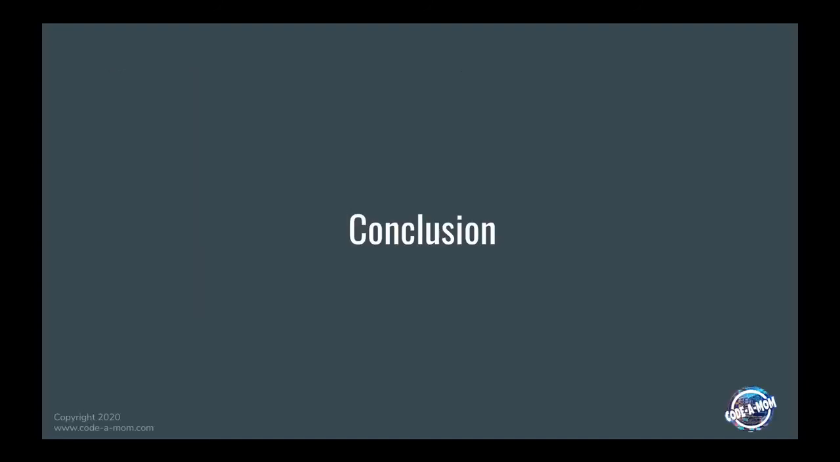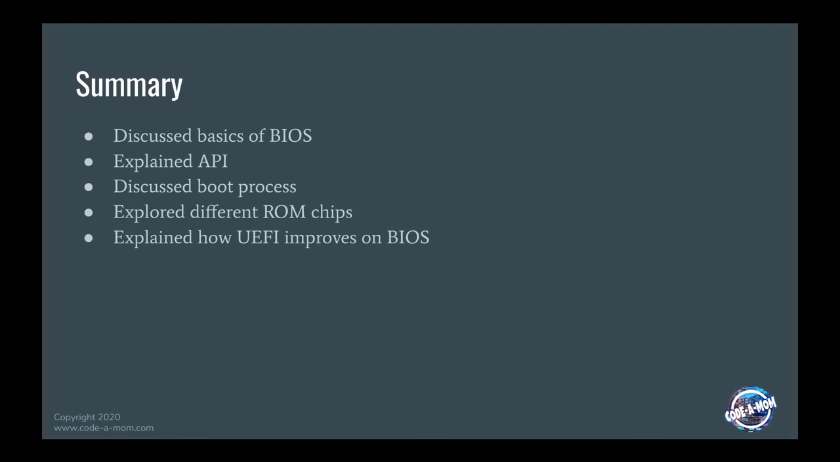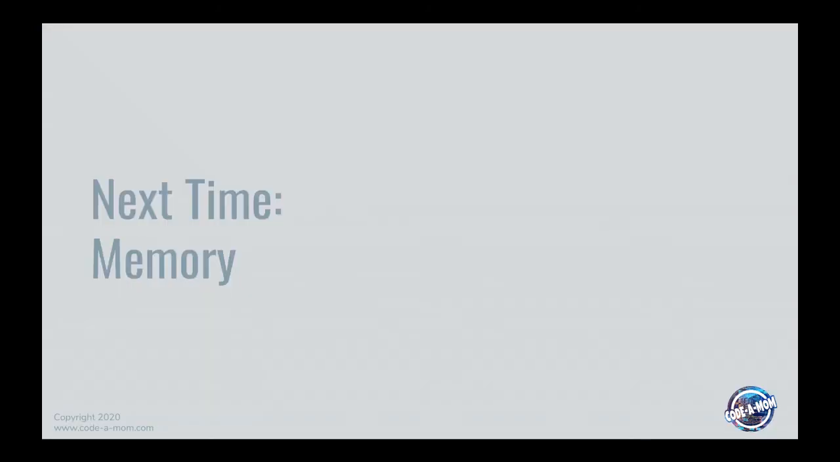So that's it for this video. We talked about the basics of a BIOS. We explained what the API is and how it provides a solid layer of programming for a developer to write towards without caring what's below that layer. We discussed the different boot processes, we explored different ROM chips, and explained how the UEFI improves on a BIOS. In our next video, we are going to talk about memory, particularly random access memory, which is what we all use in our computers, but just kind of how memory works in computers and things like that.